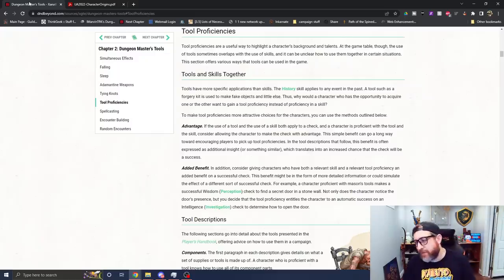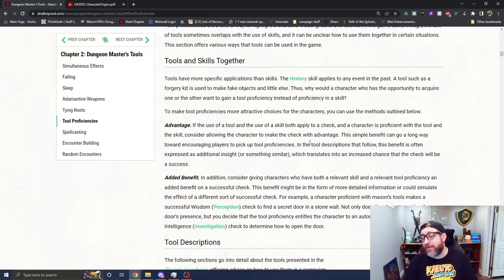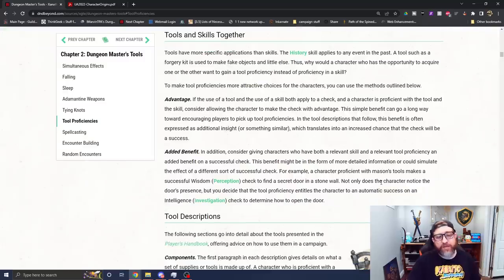Well, how about the fact that it's been in Xanathar's Guide this whole time? I forgot about it, but let's go ahead and read it because this gives us a little bit more information. It says, tools have some more specific applications than skills. The History skill applies to any event in the past. A tool such as a forgery kit is used to make fake documents and little else. Thus, why would a character who has the opportunity to acquire one or the other want to gain a tool proficiency instead of a skill proficiency? A very important question.